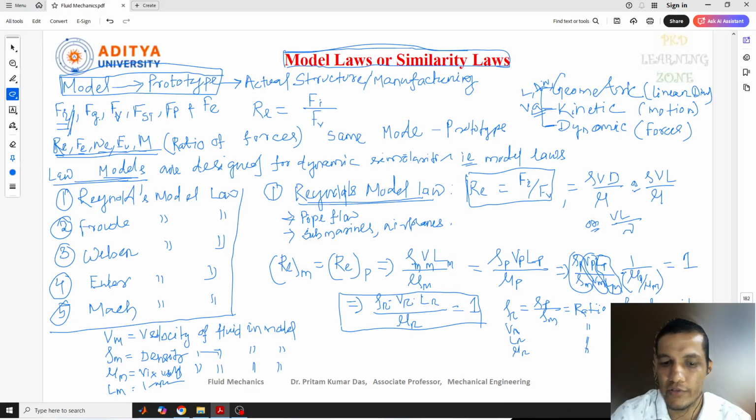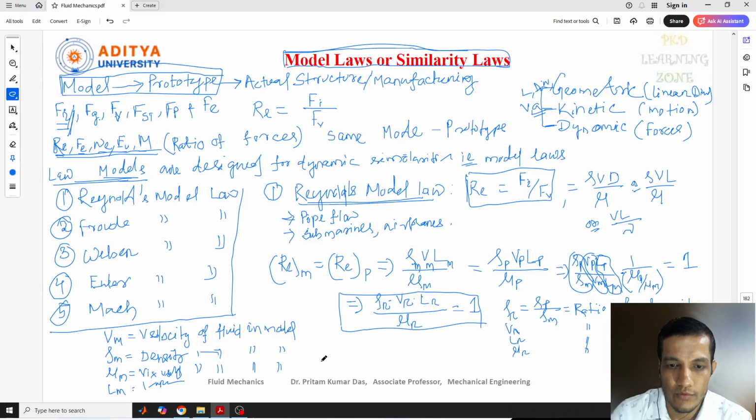This is our requirement to satisfy the Reynolds model law, or to satisfy the dynamic similarity between the model and the prototype. So this needs to be followed. Again, a few more things need to be calculated. Suppose you want to calculate the force, then we need to see what the force formula is. Force scale ratio means mass into acceleration, so we need the mass ratio and the acceleration ratio.